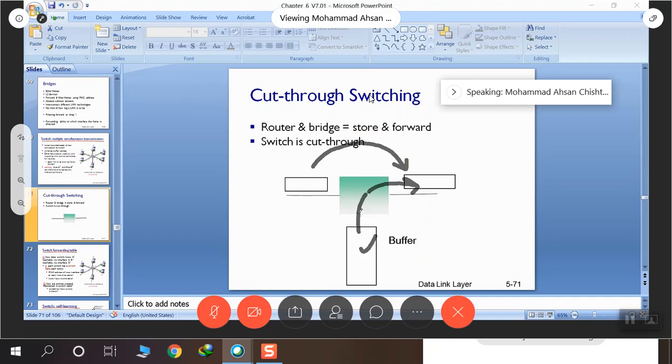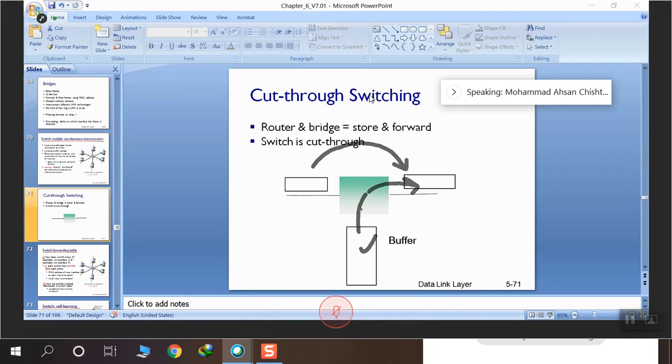And how much was that? Store and forward delay was dependent upon the length of the packet, right? L by R, where R was the transmission rate. Okay, I hope you understand that. But there's one question here.